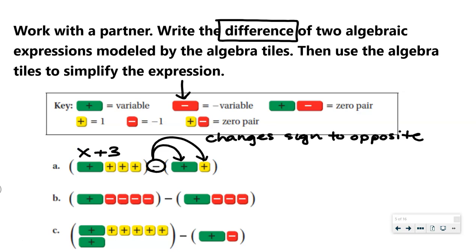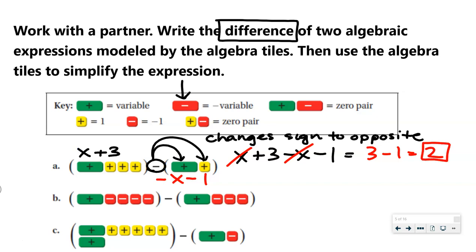All right, so we have x plus 3, and then down here we're going to have a minus x minus 1. All right, so it changes those signs to the opposite. And so in the end, we have x plus 3 minus x minus 1. And so our x's are going to go away. 1x there, 1x there. And so we have 3 minus 1 equals 2.